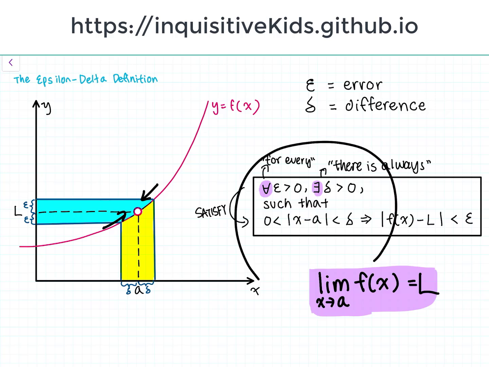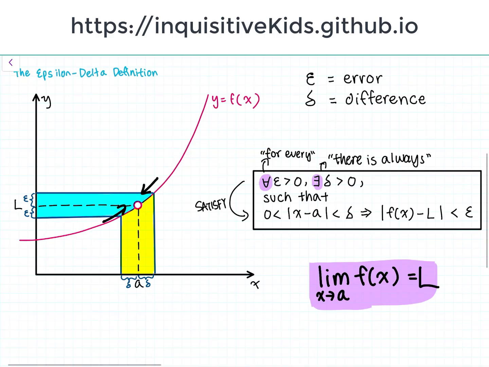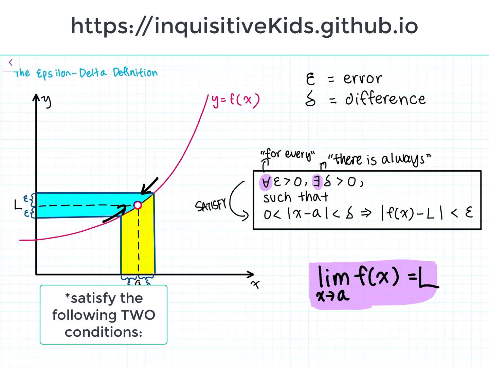Let's go back into this definition right here. So here we have a symbol, and this symbol just means for every. So the first line is all about defining these two variables, epsilon and delta. So this is saying for every epsilon that is greater than 0, there is always, this symbol represents there is always, a delta that is greater than 0 as well. So it's just setting these two variables, epsilon and delta. For every epsilon that is greater than 0, delta is greater than 0. And these two variables satisfy the following condition.